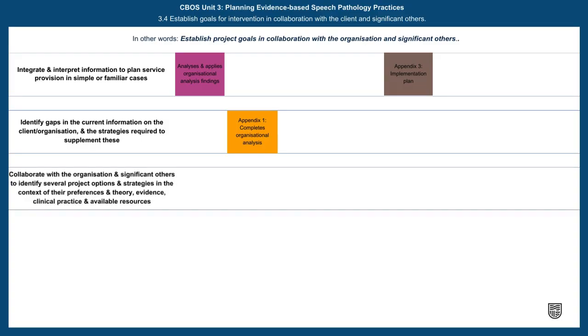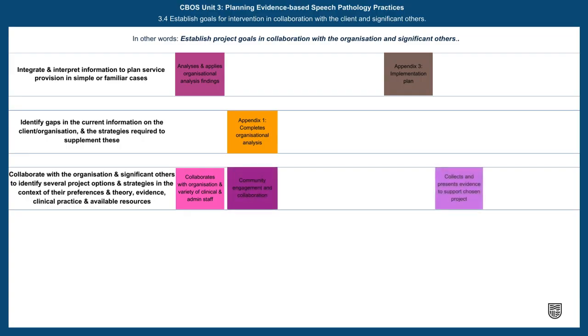Collaborate with the organisation and significant others to identify several project options and strategies in the context of their preferences and theory, evidence, clinical practice, and available resources. This speaks for itself through the students' collaborative approach with the organisation and community engagement, and then presenting evidence to support their rationale behind the project.